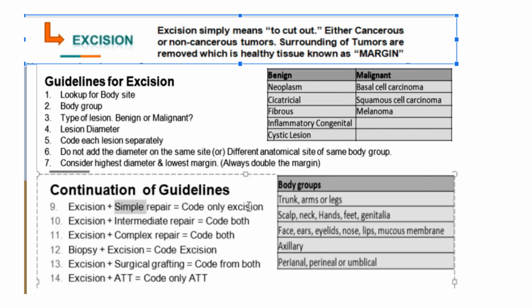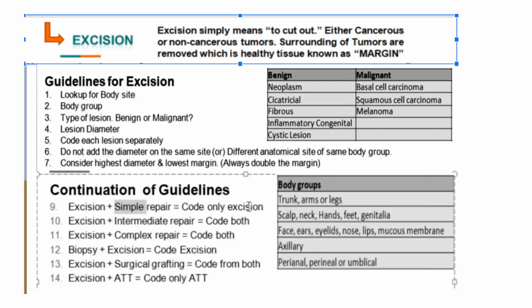Then lesion diameter. We always consider what is the diameter of the lesion and code each lesion separately. Never add the excision lesion. Okay, so this is a very, very important thing. Now the next few important guidelines, and consider the highest diameter and the lowest margin.